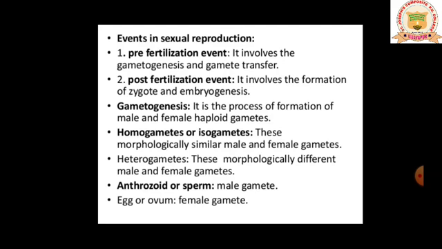The male gamete we call antherozoid or sperm, and the female gamete produces egg or ovum. So please do remember, in gametogenesis first you are supposed to write the definition: the process of formation of male and female haploid gametes is known as gametogenesis. So gametes are of different kinds: homogametes or isogametes, or heterogametes.